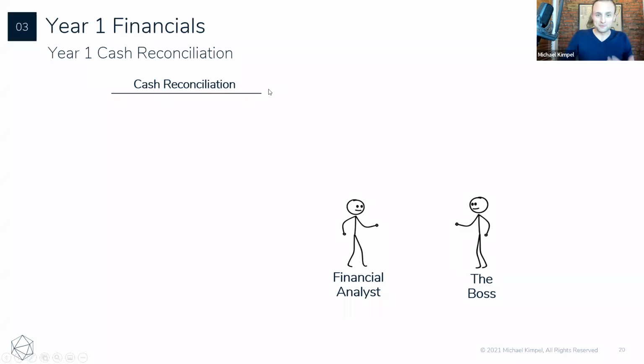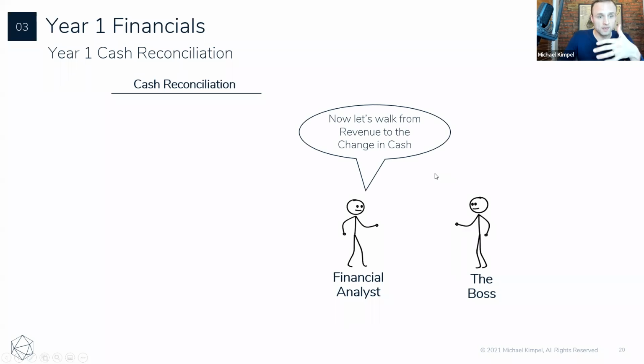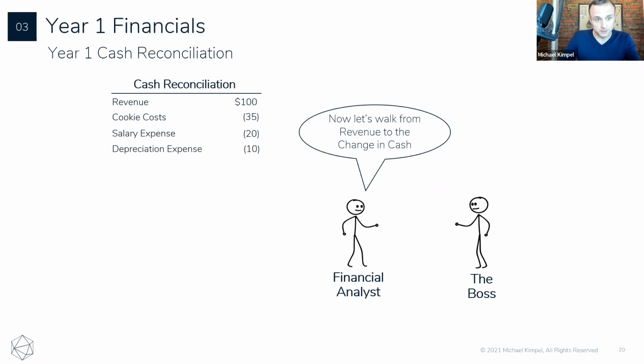Okay. So at the risk of beating a dead horse here, I want to quickly walk through everything from top to bottom, from revenue down to the cash the business made, just to voice over what we were doing just now. So for the business in this period, we generated $100 of revenue, incurred $35 of cost from selling to the customer, $20 of salary expense, and $10 of depreciation. But remember that depreciation is not cash. And that gets us to the accounting profit of the business in the period.